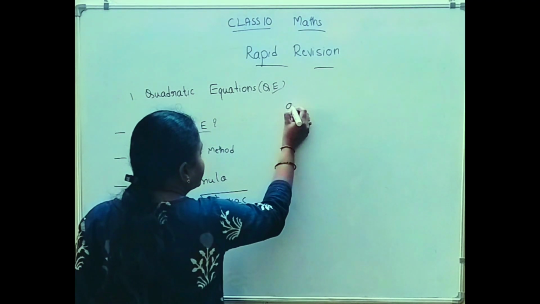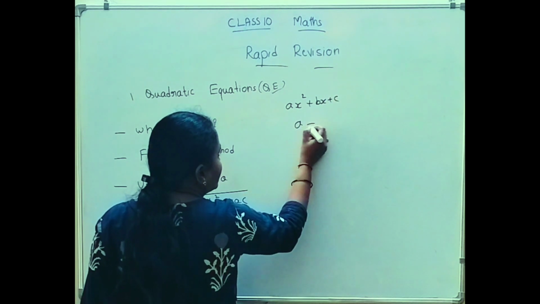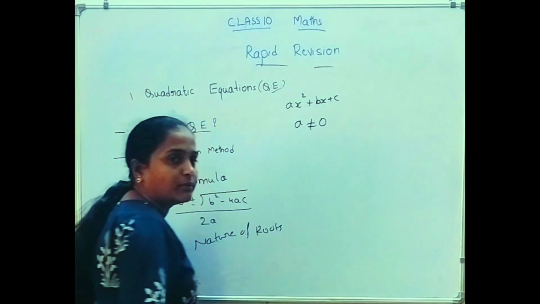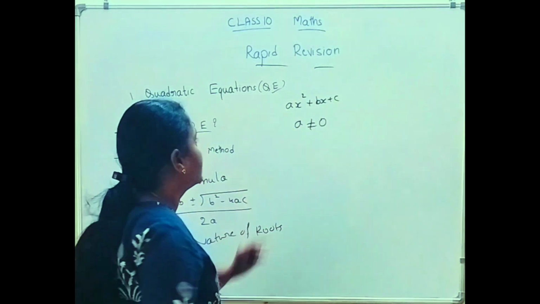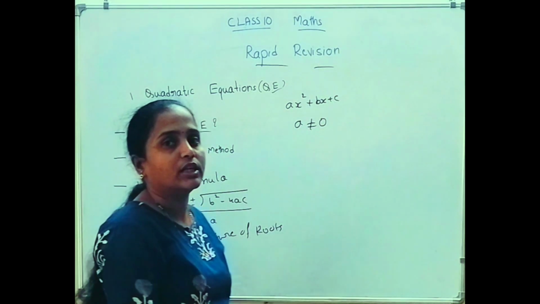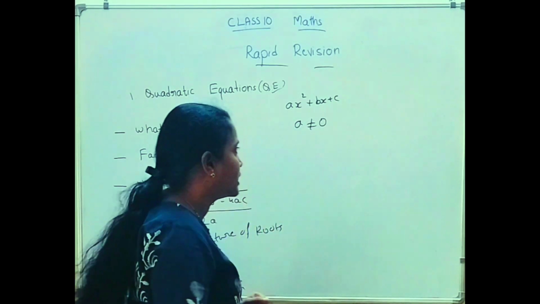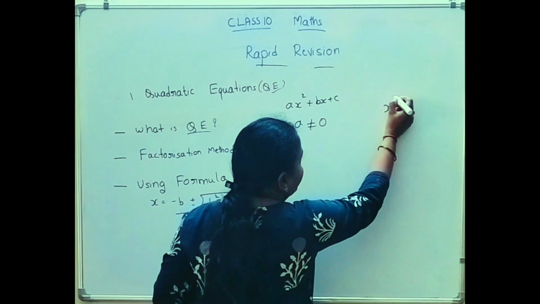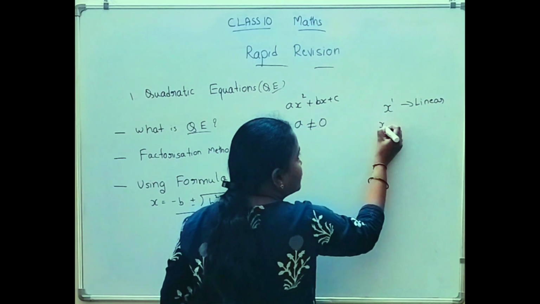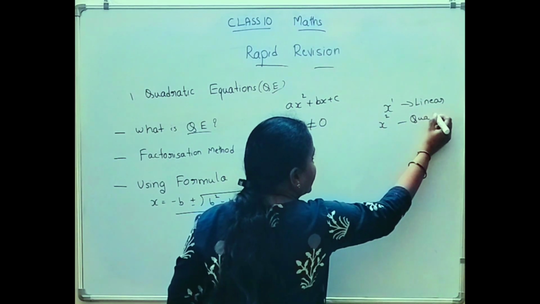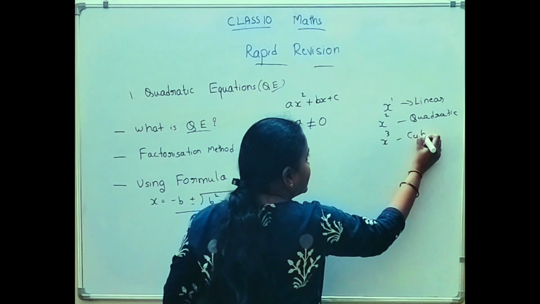A quadratic equation is in the form ax square plus bx plus c, where a is not equal to 0. The b and c can be 0, but if a is not equal to 0, then that polynomial equation is a quadratic equation, which we studied in the previous chapter on pairs of linear equations. Let's recall that if x to the power 1 is there, we call it a linear equation. If x to the power 2 is there, we call it a quadratic equation. If x to the power 3 is there, we say it is a cubic equation.